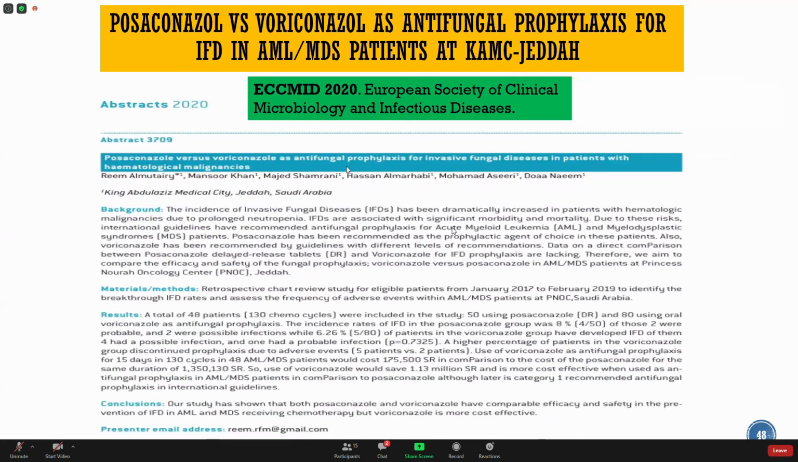This was the study. One of our residents, Dr. Reem Al-Mutairi, a very enthusiastic and energetic resident, mashallah, tabarakallah. I was her research mentor, and she published this abstract in ECCMID 2020. She was supposed to go to Paris, but she didn't make it because of COVID-19. However, the abstract got published, and that's really amazing success, and her manuscript is ready and will be published soon.